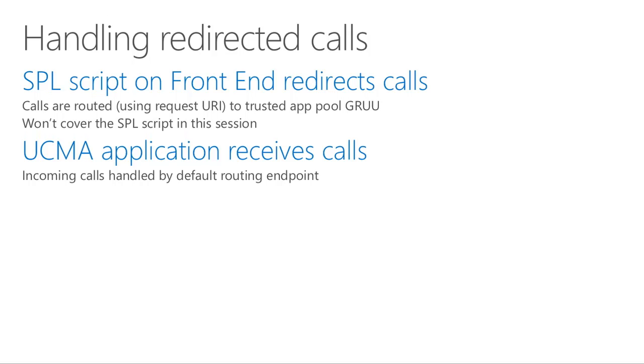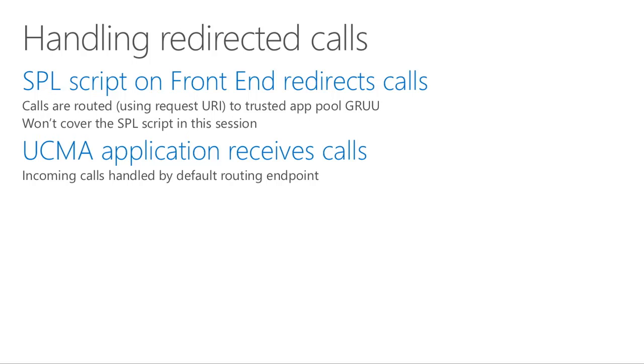And the way that you do this is by, in the script, specifying the GRU, the endpoint URI of your application. When the call comes into UCMA, you need a way of handling that. And what you use in your UCMA application to handle the call is something called a default routing endpoint.